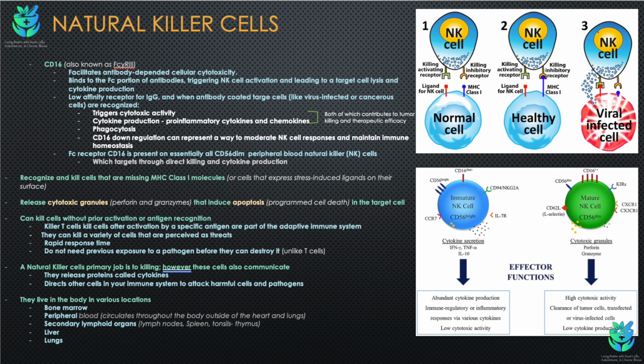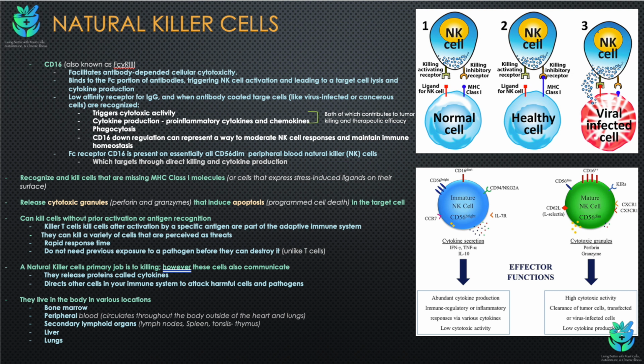This can kill cells without prior activation or antigen recognition. Killer T cells kill cells after activation by a specific antigen and are part of the adaptive immune system. They can kill a variety of cells that are perceived as threats. They have rapid response time, but they do not need previous exposure to a pathogen before they can destroy it, unlike T cells. A natural killer cell's primary job is to kill. However, these cells also communicate. They release proteins called cytokines, and they direct other cells in your immune system to attack harmful cells and pathogens.